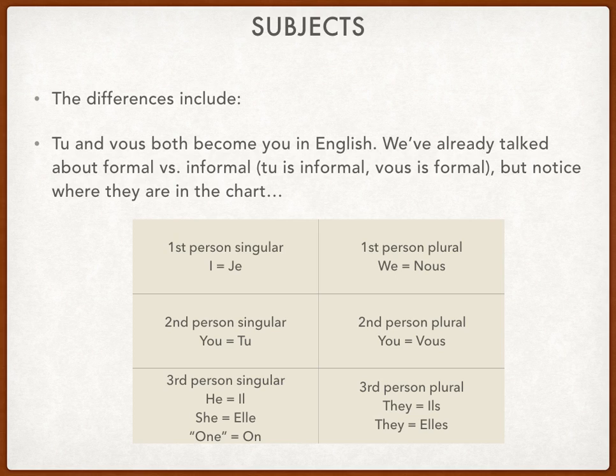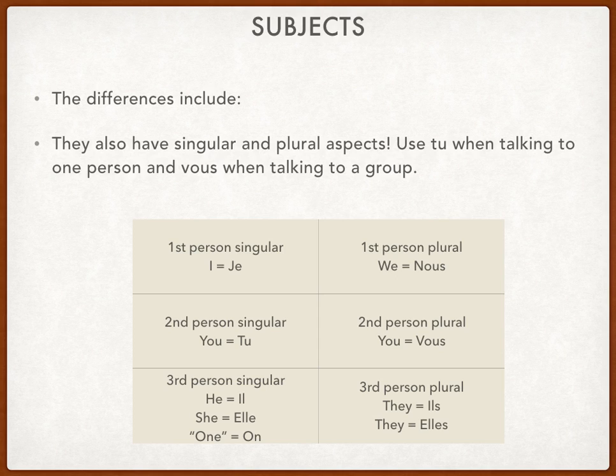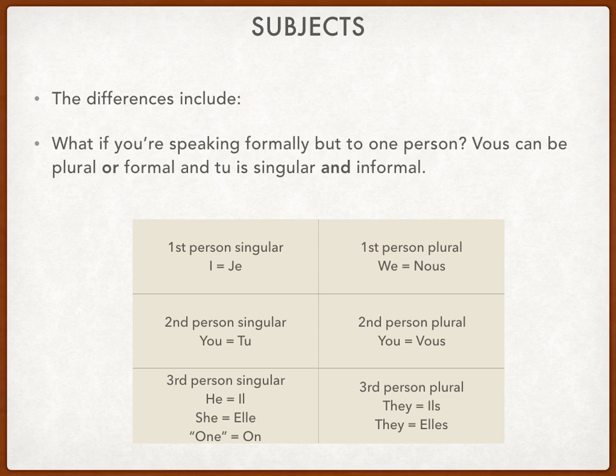Tu and vous both become you in English. So we've already talked about formal versus informal. So tu is informal and vous is formal. But notice where they are in the chart. They also have singular and plural aspects. Use tu when you're talking to one person, and vous when you're talking to a group.